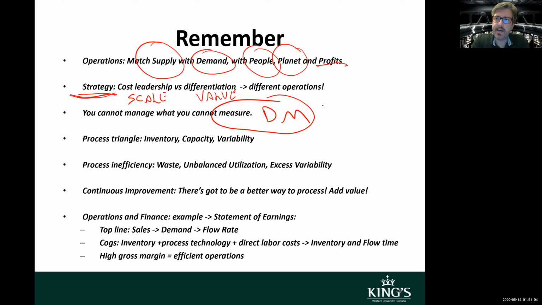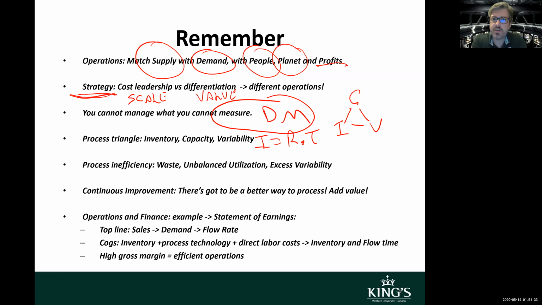Okay. And to that note, when we're dealing with operations, a manager must pay attention to the process triangle, the idea of inventory, capacity, and variability. So these three things are linked into the process triangle, like we've seen before. But most importantly, this is Little's law. Inventory equals flow rate times flow time.